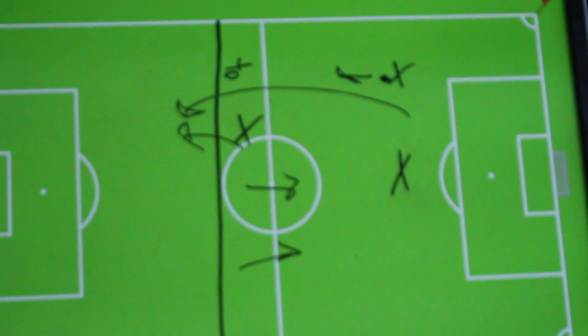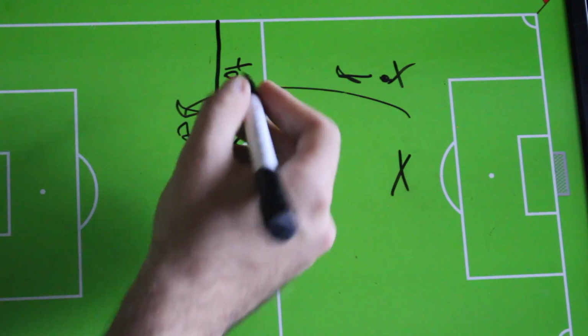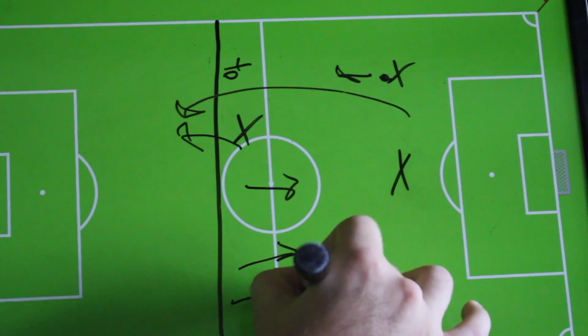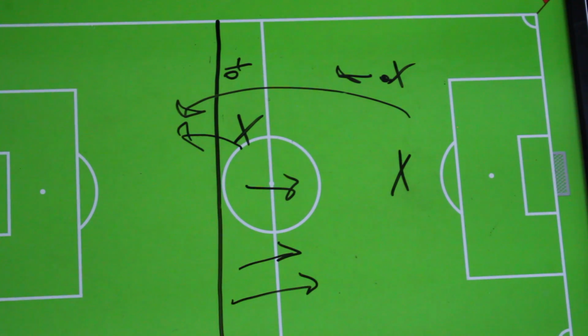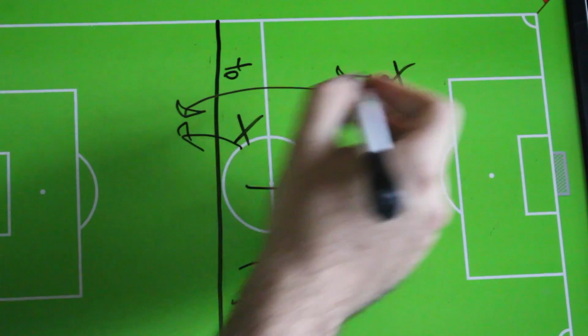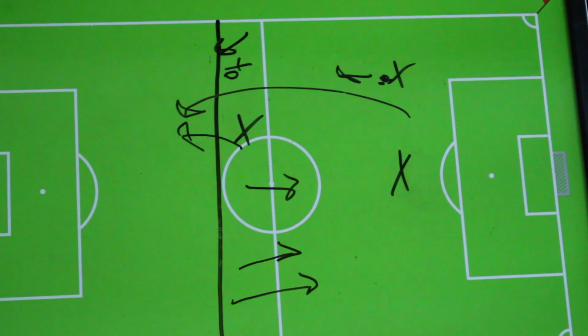And this is what lazy forwards do. They will never be aware of the last line of defense, and because of that, this last line of defense will push up the field, they'll catch you offsides. And instead of doing that, you need to keep your body open to the play so you can always see where the ball is and you can always see where this last line of defense is. This way you have the advantage.